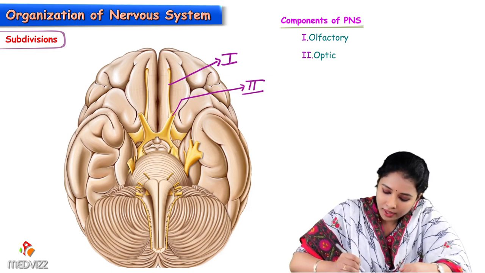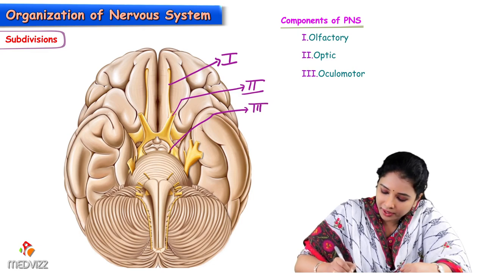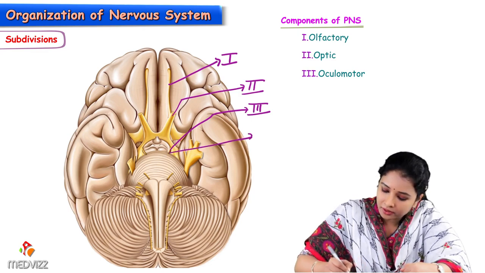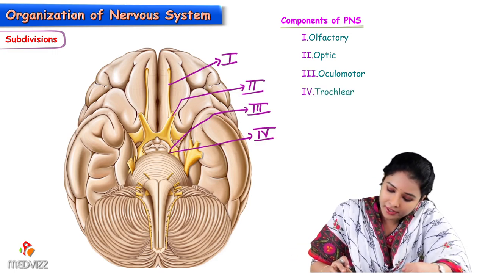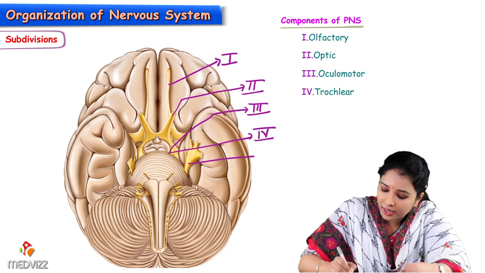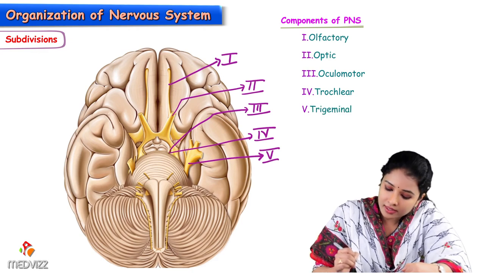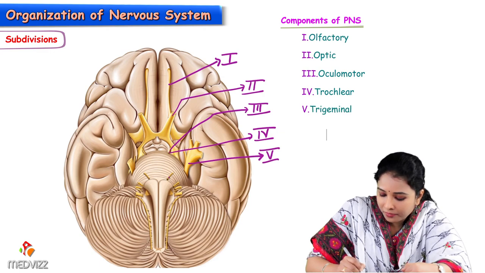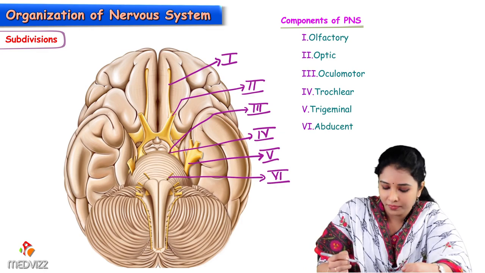Third cranial nerve is oculomotor, which arises from the midbrain. Fourth cranial nerve is also present along with the oculomotor, arising from the midbrain. The fourth cranial nerve is trochlear. Fifth cranial nerve is the thickest among all, which arises from the pons, called as trigeminal nerve. Sixth cranial nerve, it is present between the pons and medulla here. This is the sixth cranial, which is called as abducens nerve.